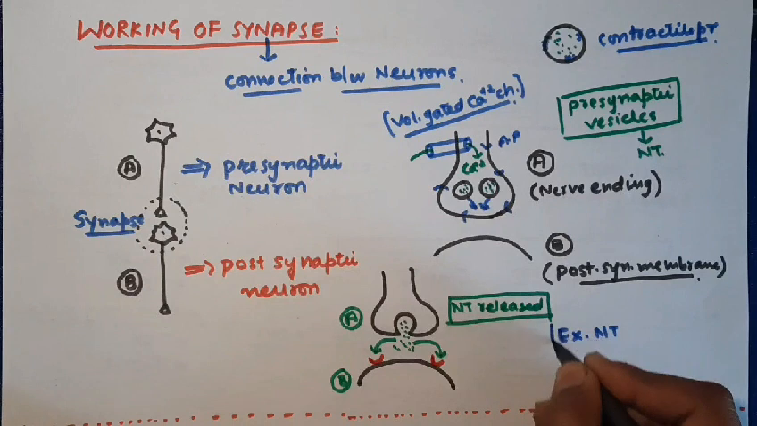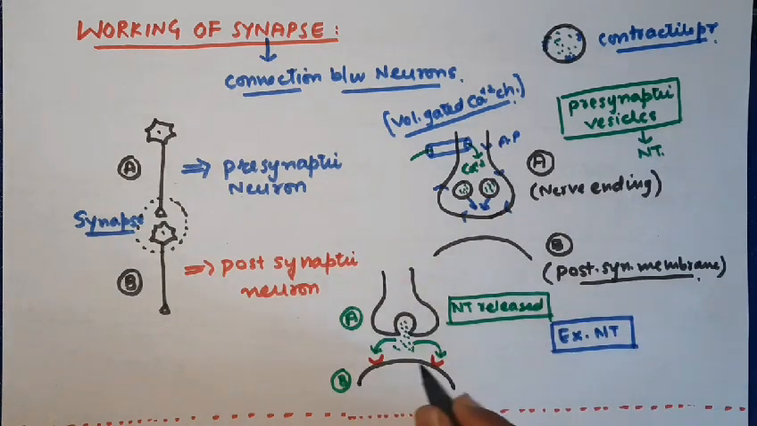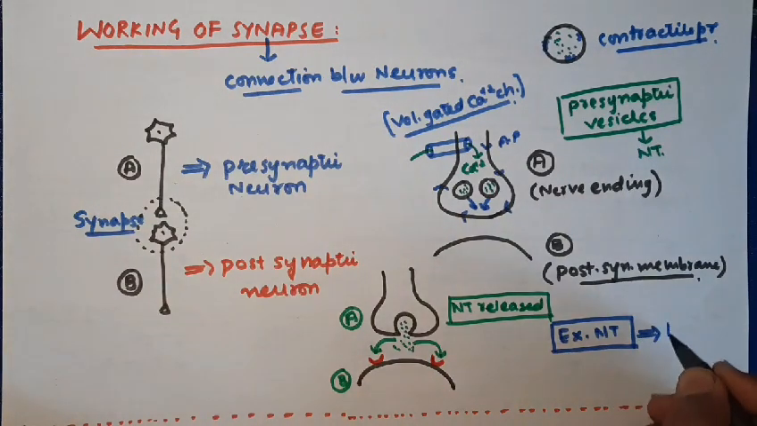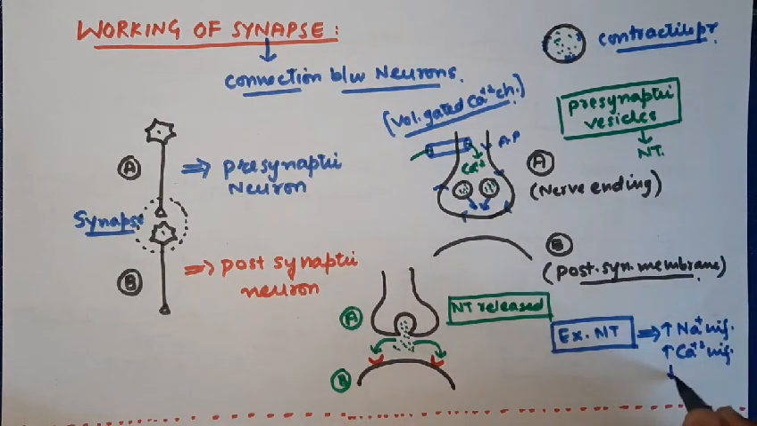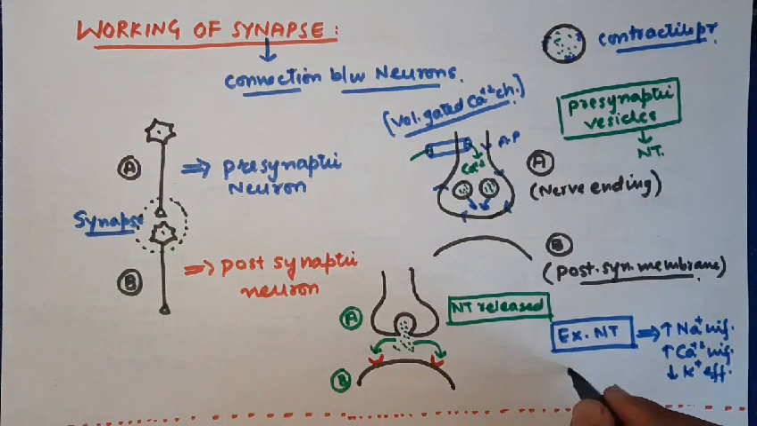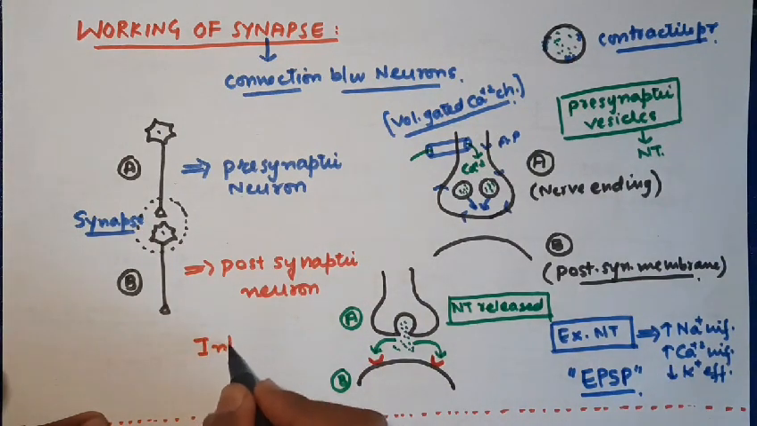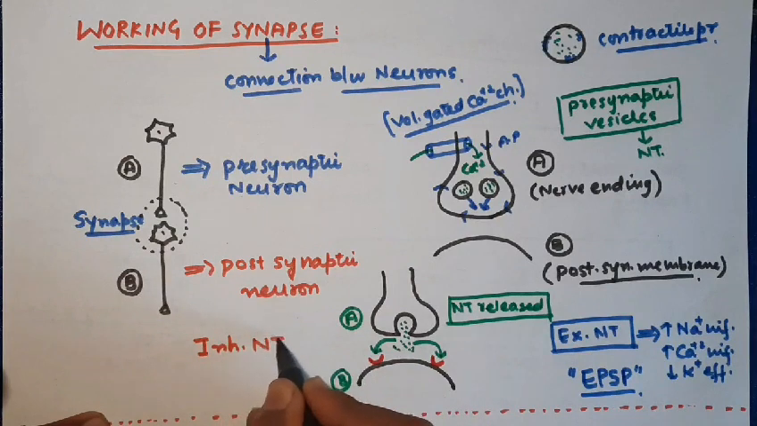Now if this neurotransmitter is an excitatory neurotransmitter, for example glutamate or acetylcholine, then there is going to be increase in sodium influx in the postsynaptic neuron, or increase in calcium influx, or decrease in potassium influx, and all these factors increase the net positive charge of the second neuron and result in generation of a potential called the excitatory postsynaptic potential in the postsynaptic neuron.